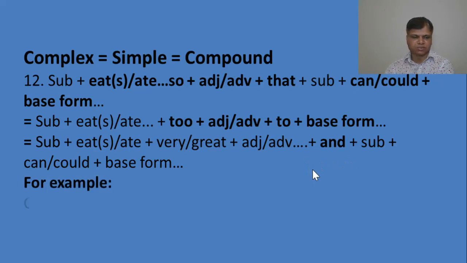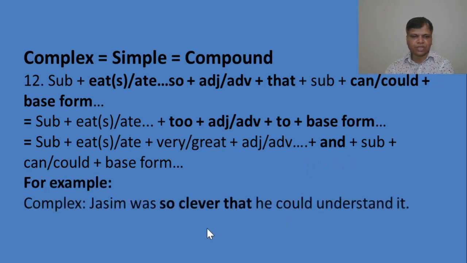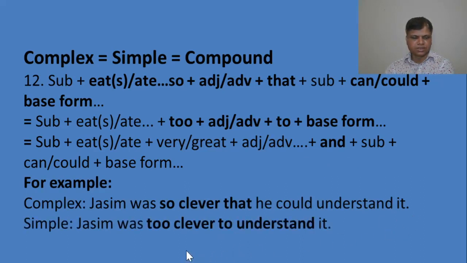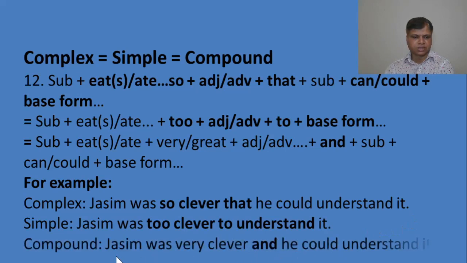So look at the example. Joshim was so clever that he could understand it. Simple sentence: Joshim was too clever to understand it. Compound sentence: Joshim was very clever and he could understand it. So instead of so, we use too in the simple sentence, then adjective, and instead of that we use to, then we use base form and rest of the sentence.